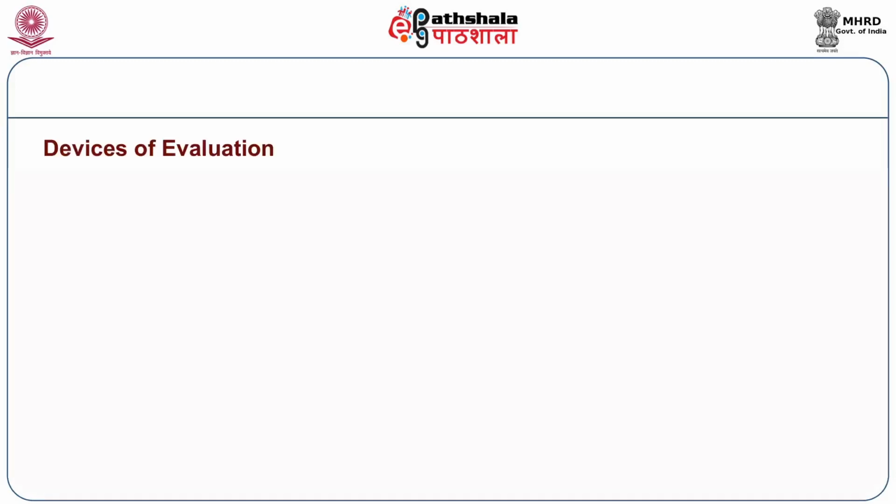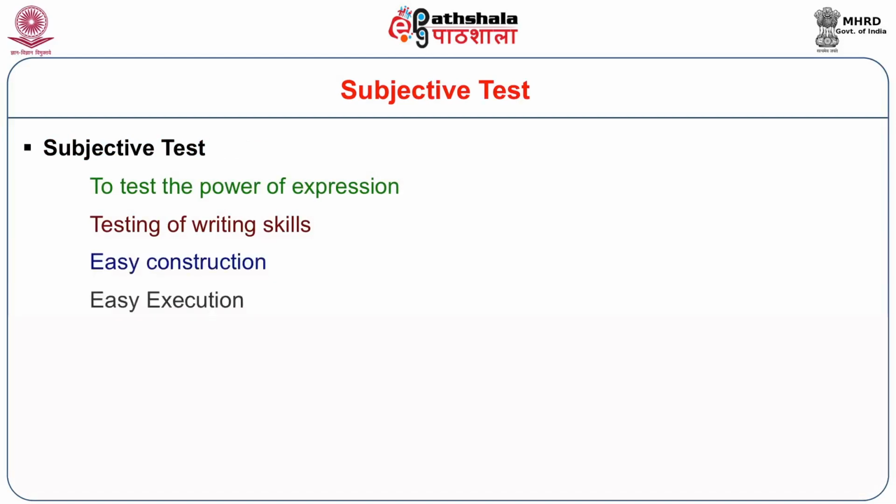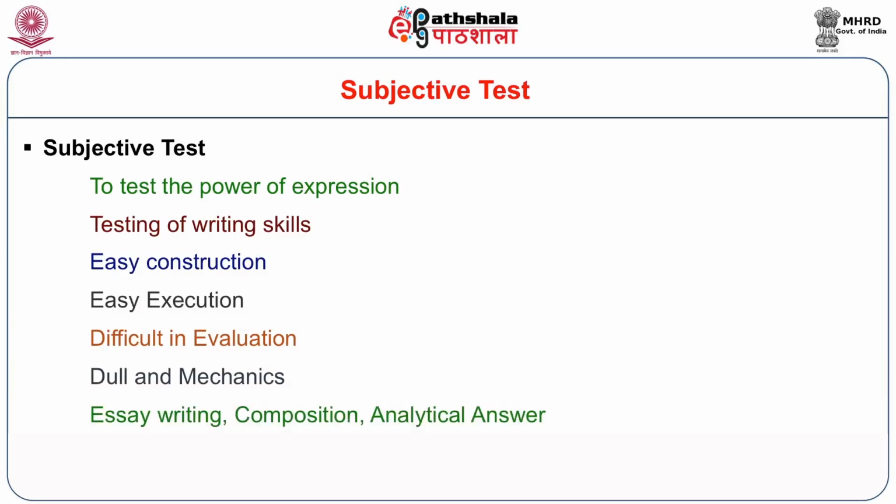There are various devices of evaluation: subjective essay type test and objective test. They are on different levels and they test the different capabilities of the learners. Subjective tests are there to test the power of expression. They test the writing skills, essay construction, and execution level. Difficulty in evaluation is there in subjective tests because they can be dull and mechanical. Essay writing, composition, analytical answers and comprehension are the examples of the subjective test.